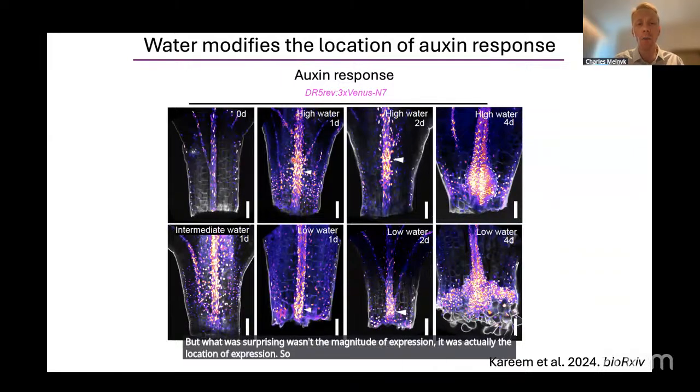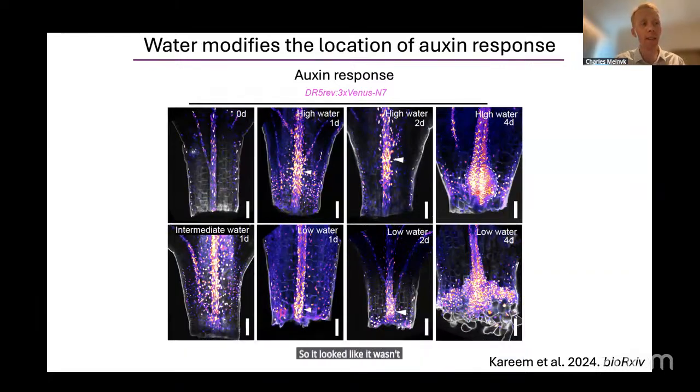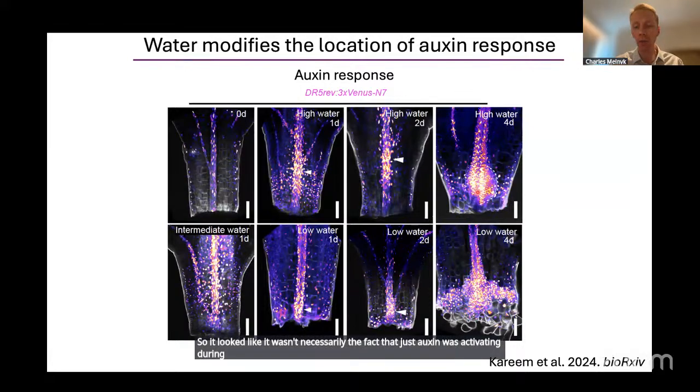Under high water conditions, we could see this increase, or this maximum, of auxin response above the cut site. And under low water conditions, this auxin maxima became much, much lower. You can see here 2 days after wounding it became even more pronounced, and then 4 days later. So it looked like it wasn't necessarily the fact that auxin was activating during the cutting process, but where auxin maxima were occurring that was critical.